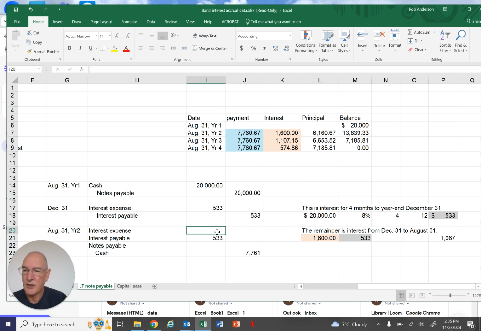So how much is that new interest? It's over here. It's 1,067. It's the rest of the interest for the year. So it goes here. And now we can say, how much did the amount owing on the note go down? Well, if I go to my table, that's how much it went down. So there's the principal reduction for the year.